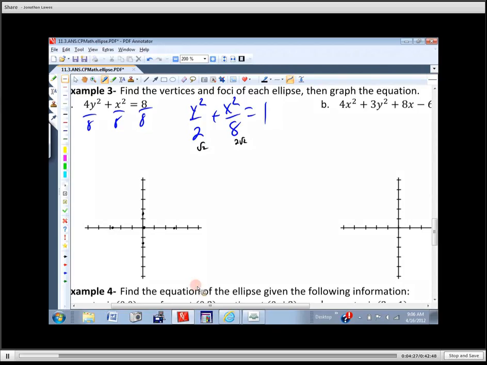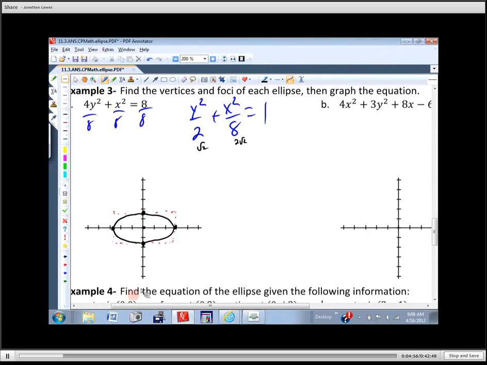Okay, and then I said I like to just draw a quick little box. It helps me get the right shape when I'm graphing this. So this is going to go around here to here and around like this. Now I'm going to go ahead and label every one of the vertices. So I'm going to label these 4 points right here where the ellipse touches this box.